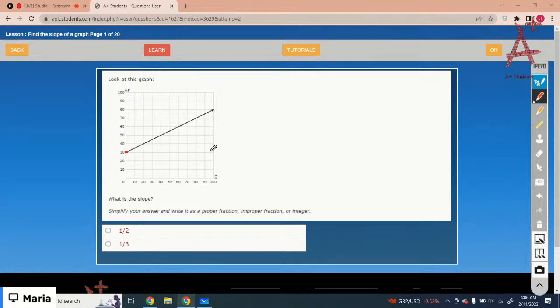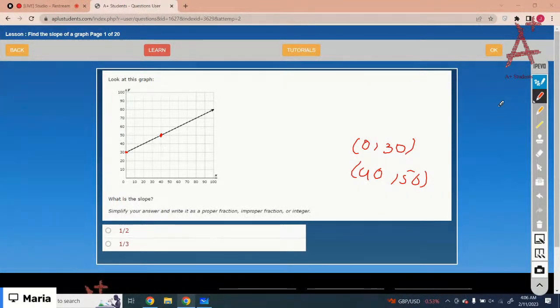Then you can select any other point. Let's suppose this one, where x is 40. So you have two points: x is 0, y is 30, and the other one is x is 40 and y is 50. Got it? So just use these 2 points and calculate the slope. 0, 30 and 40, 50.